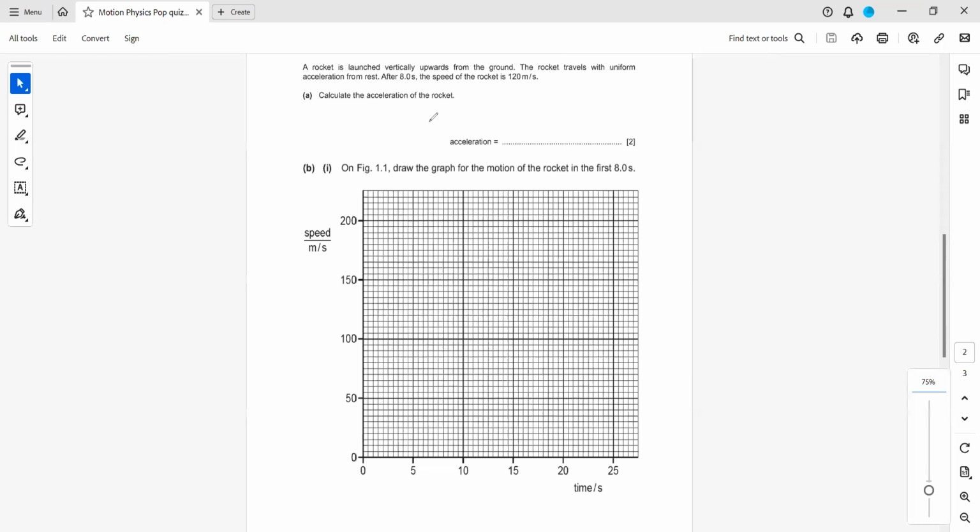So 10 boxes equals 5, so each box is 0.5. So this will be 6 and 7 and 8. So this one is 8. We mark a point where time equals 8 and 10 boxes on the y-axis equals 50. So each is 5. So this will be 105, 110, 115 and 120.